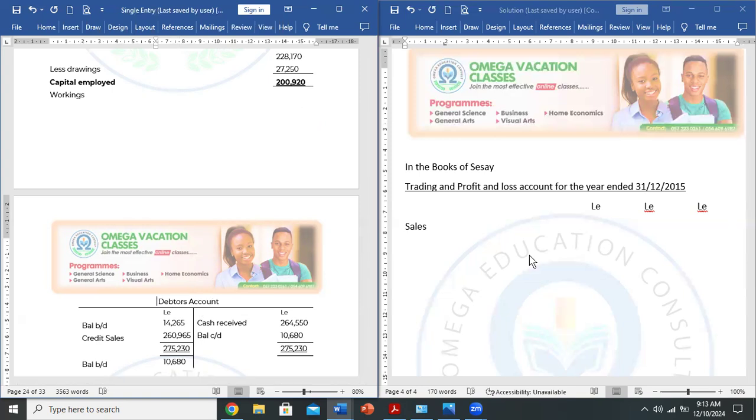Or should I prepare the debtors account with you together? I think we have done this over and over, right? So there's no point repeating it. So let's pick the figures. So your credit sale is 260,965. It happens that we don't have any cash sales in the question. So we go ahead and put the figure there. 260,965.